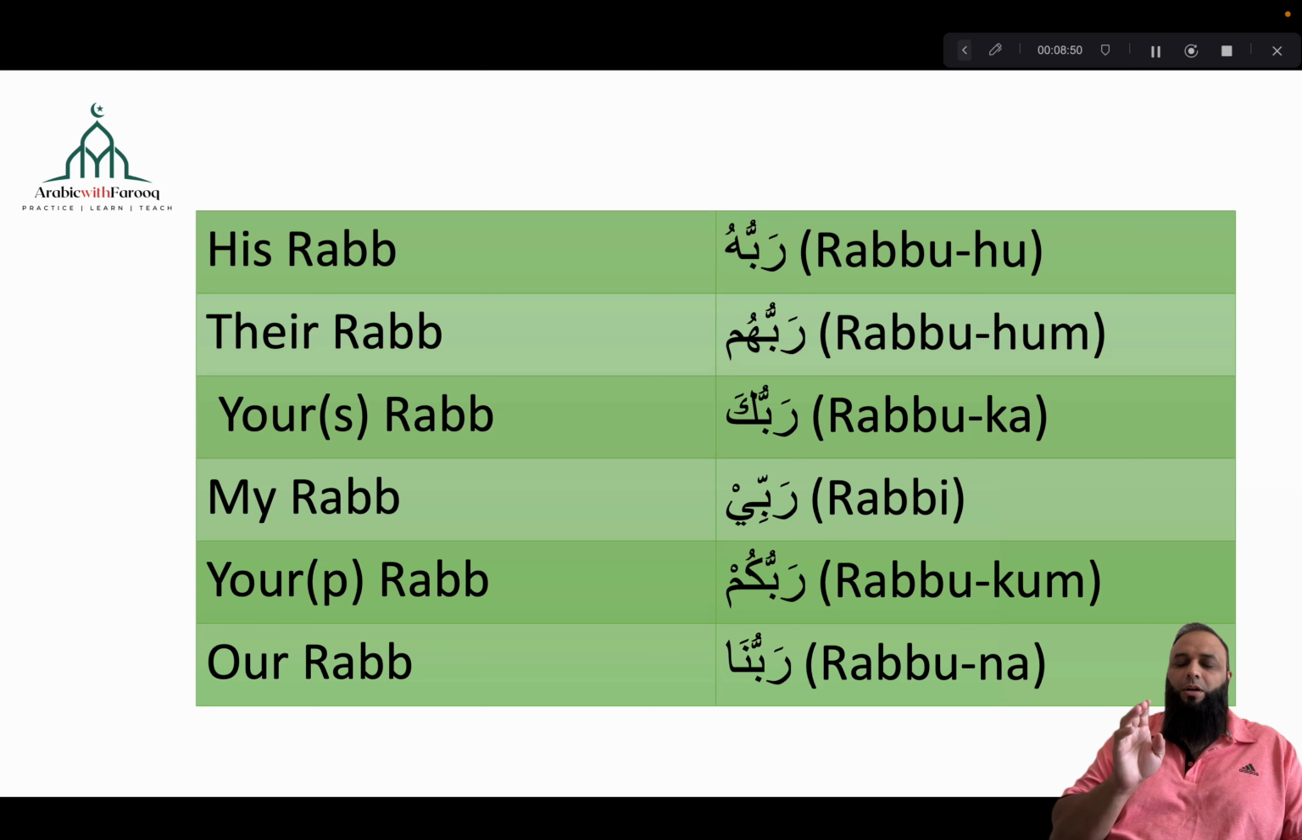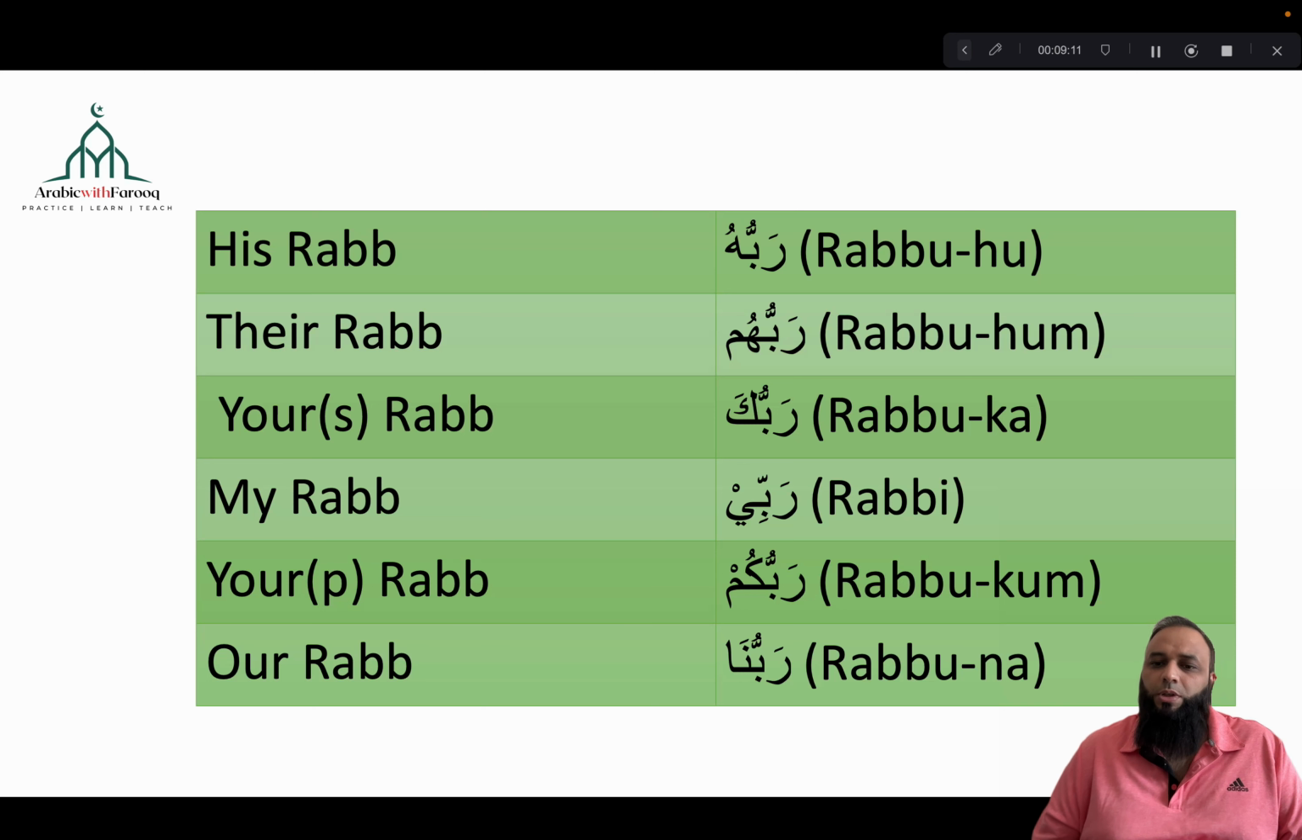And then you have Rabbi. Rabbi is single, one finger, me, myself, right? And then you have Rabbukum, which is 4 fingers when you have yours in the plural. And then you have Rabbuna, which is our Rabb, right? All our Rabb. So I hope this makes sense and it's useful.